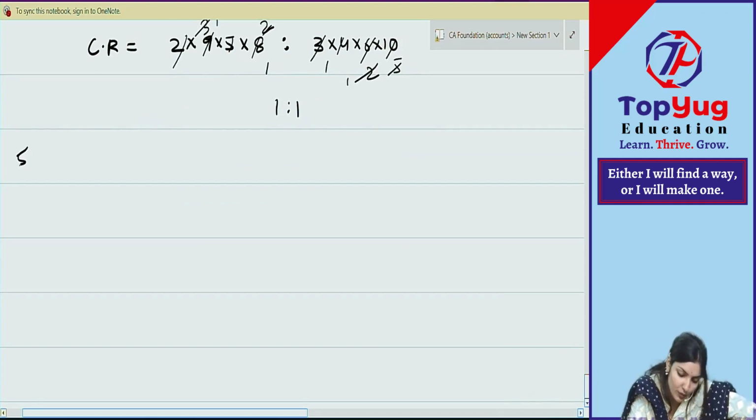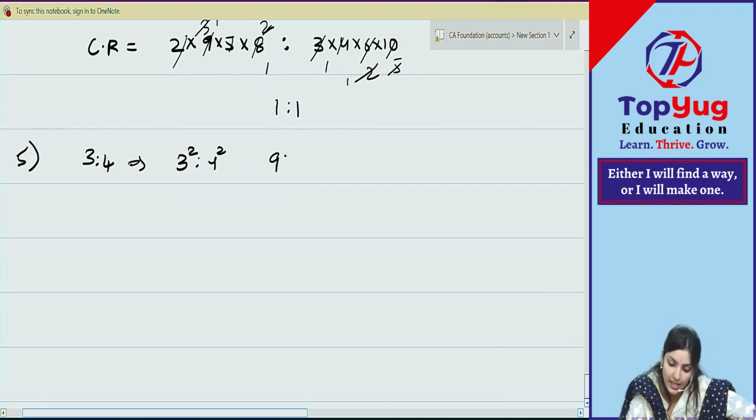Chalo, next one now. Fifth one. Duplicate ratio of 3:4 is 3 square is to 4 square. 9 is to 16.